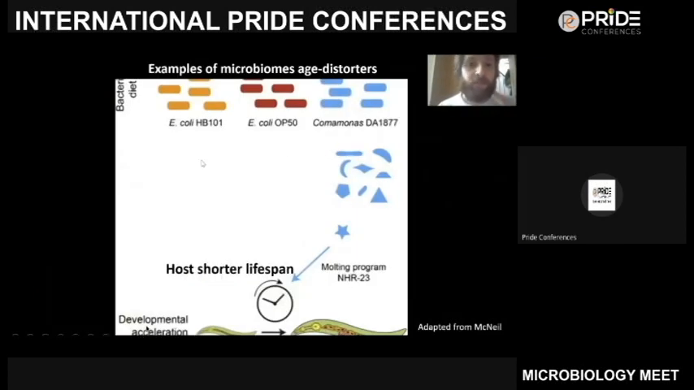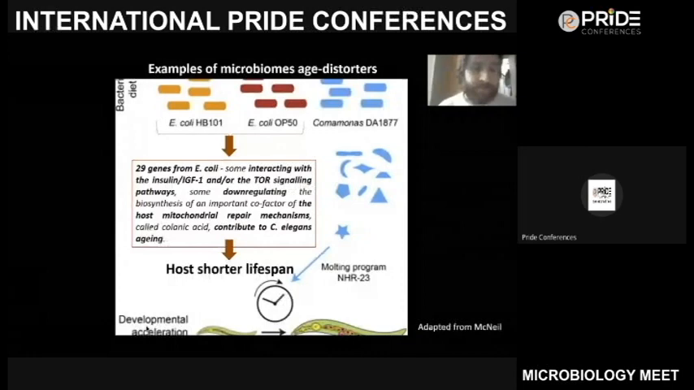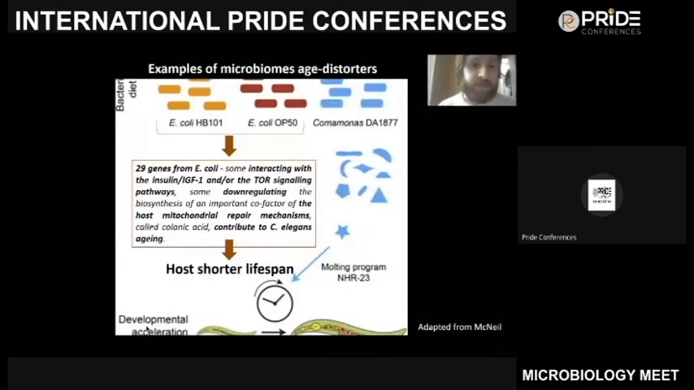We have also examples of microbiome that are involved in age distortion of the host. This, for example, is the case with the bacteria Chromobacterium. When it is fed to the nematode C. elegans, then C. elegans will have a shorter lifespan, because C. elegans will actually develop faster, age faster, die younger. And similarly, it has been shown that in E. coli, there are 29 genes that are able to contribute to C. elegans aging. And these genes, interestingly, do this by interacting with some of the host aging pathways, such as the insulin IGF-1 pathway or the TOR signaling pathway, and also some genes that are reducing the ability of the host to repair their damaged mitochondria.